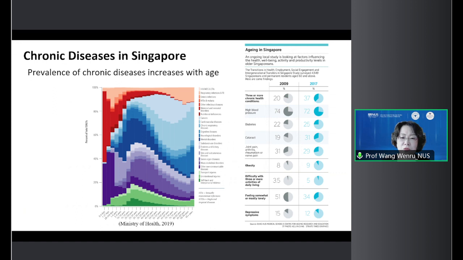The prevalence of chronic diseases increases with age. Looking at the stats in the table I show you, you can see in 2009, about 20% of the elderly in Singapore had 3 or more chronic health conditions. This number had doubled to nearly 40% in 2017. So I believe this number is even much higher now.